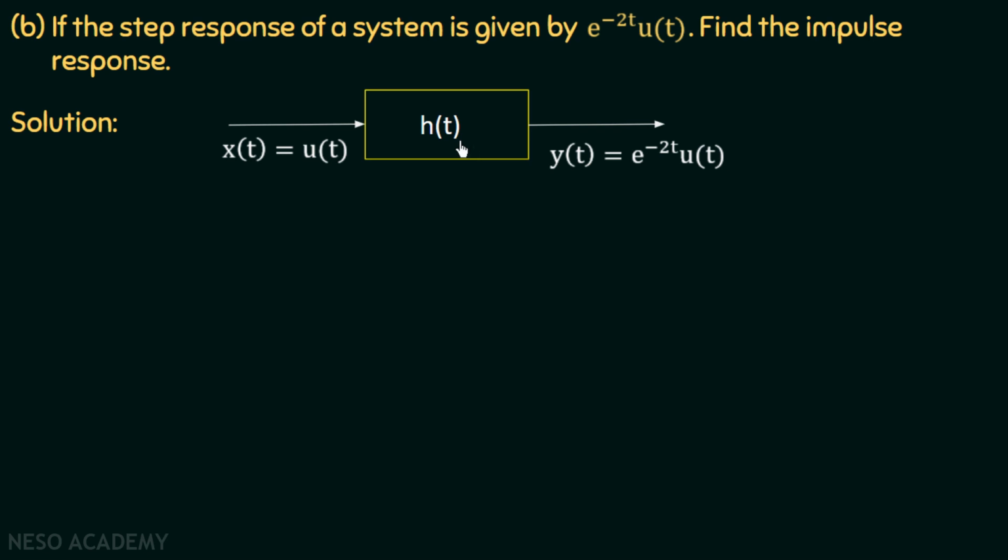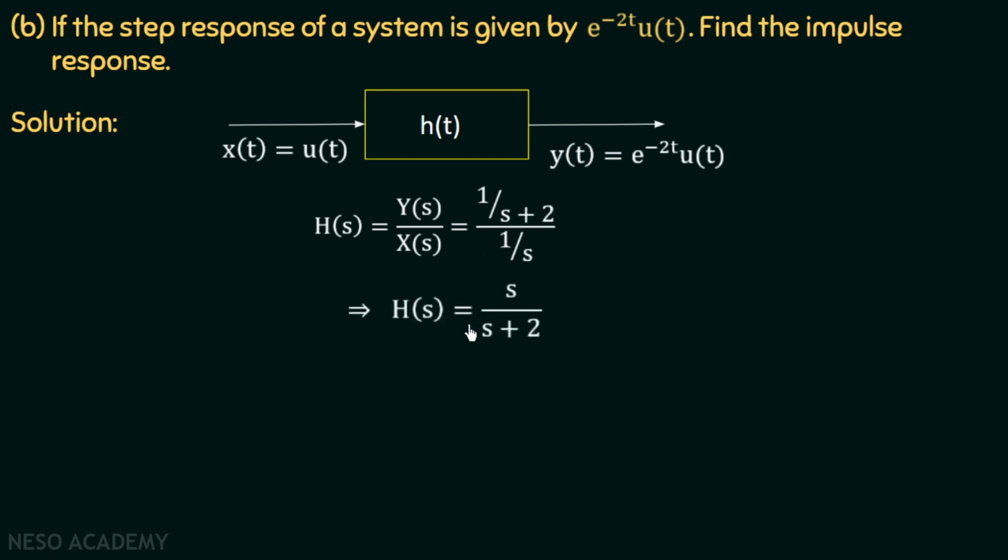So if we try to find out the transfer function of this system, we can find out the impulse response. We are having the output y(t) equal to e power minus 2t u(t), so its Laplace transform will be equal to 1 over (s plus 2). And the input is unit step signal, so the Laplace transform of unit step signal is 1 over s. And if we rearrange this, we will have the transfer function equal to s over (s plus 2). So now we have calculated the transfer function and we are now able to find out the output with respect to any input for this system.